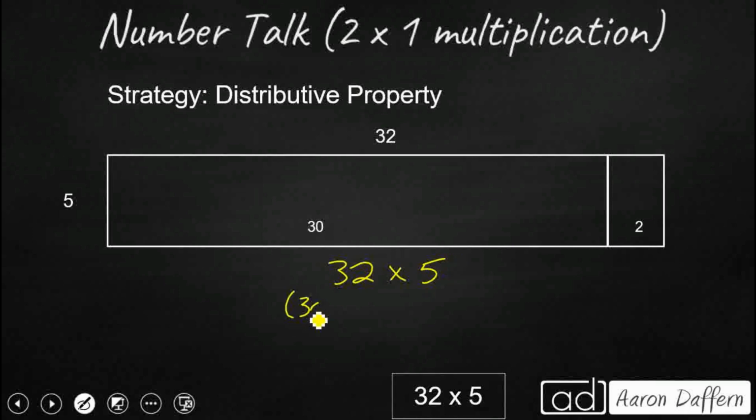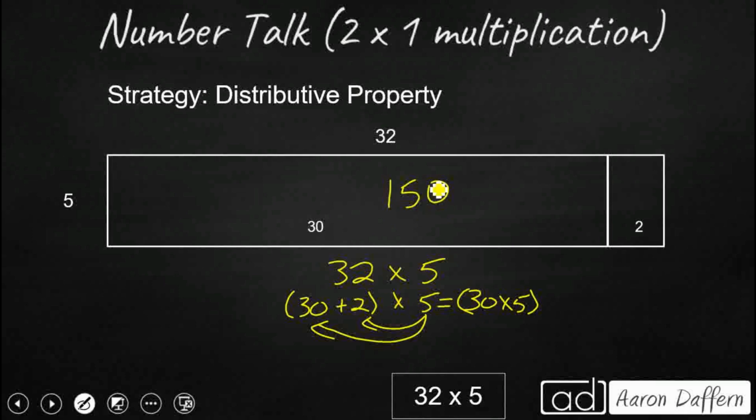So 32 times 5, we might have just taken the distributive property once again and just taken that 32 and broken it down by place value. So 30 plus 2, think of it like expanded form. And we're going to take this 5, we're going to distribute it out to both the 2 and the 30. So we're going to say 30 times 5, that's 150. And then 2 times 5, that's 10. So that's super easy. Again, we're going to get 160. So we've got 3 different ways that we can use the distributive property to figure this out.